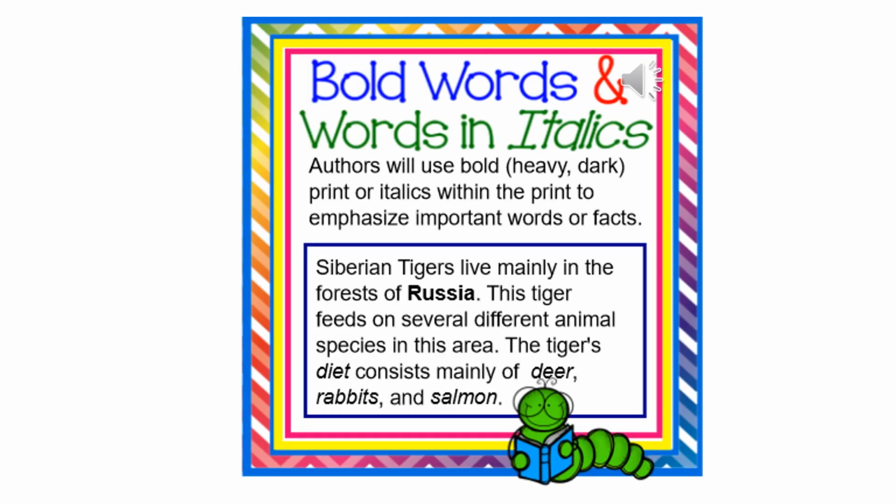Bold words and words in italics. Authors use bold or heavy dark print or italics, which are slanted, within the print to emphasize important words or facts. If you notice in the example below, the word Russia is bold. And if you look a little bit lower into the text, you'll see that the words diet, deer, rabbits, and salmon are all in italics. They're slanted over to the side.